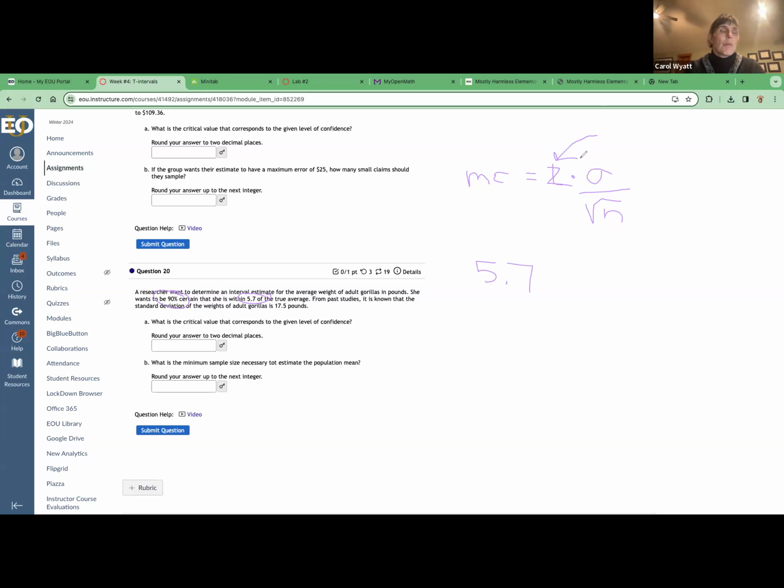This critical value is going to be negative 1.65. So this equals negative, or positive. You can use the positive one. It doesn't really matter actually because you're going to square it, but 1.6448.